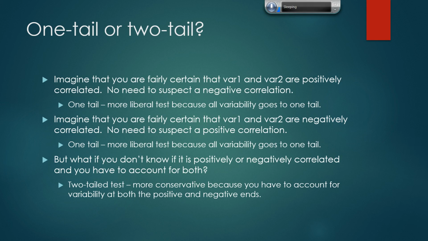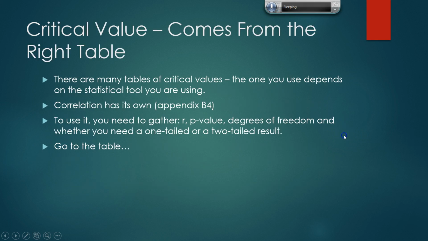And that allows you less variability in order to get a statistically significant result. So that's the difference between a one-tailed and a two-tailed test. Again, it's going to come down to the particular scenario and the particular correlation when you make the decision as to whether you're going to run a one-tailed or a two-tailed test.